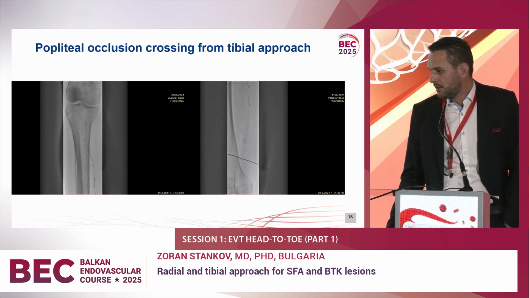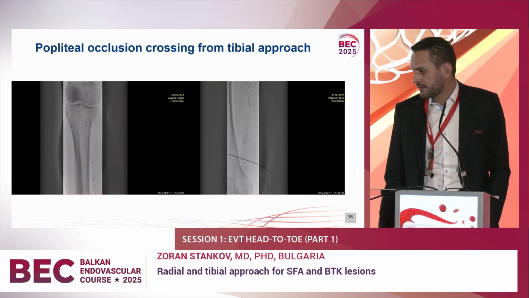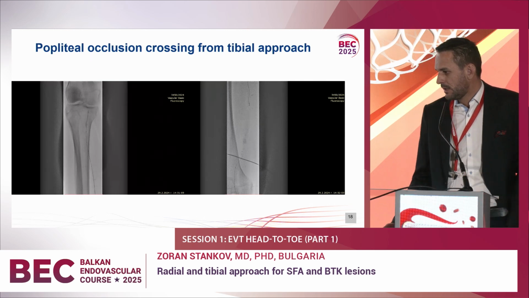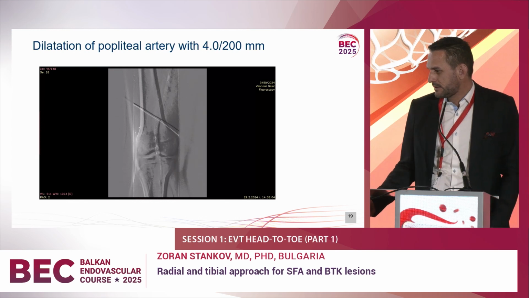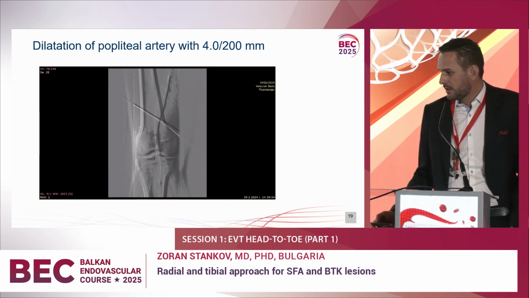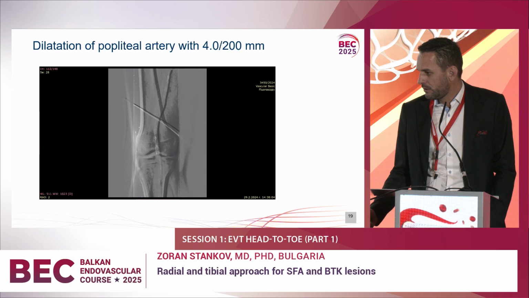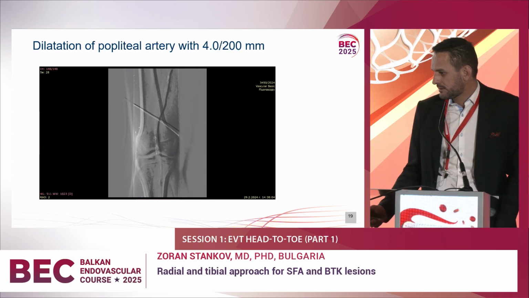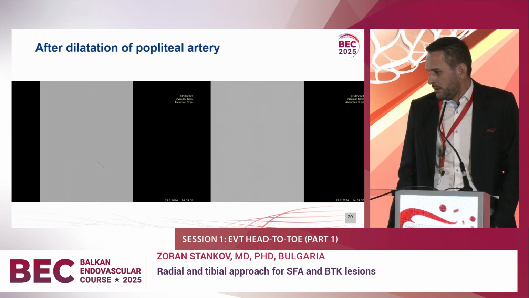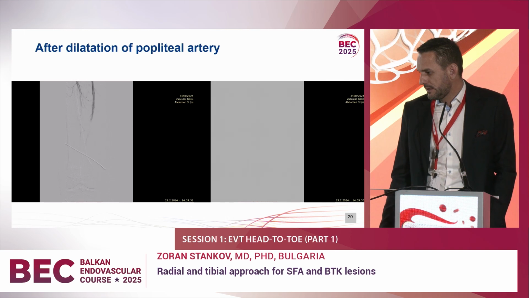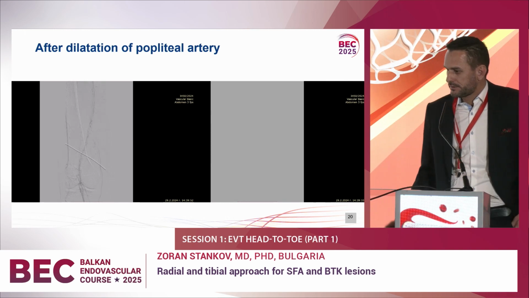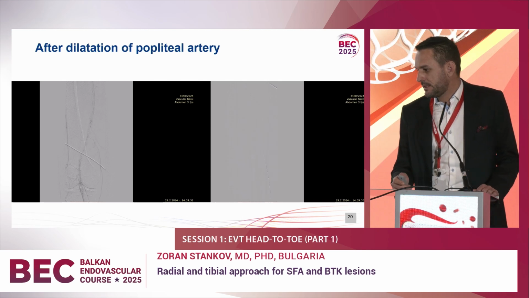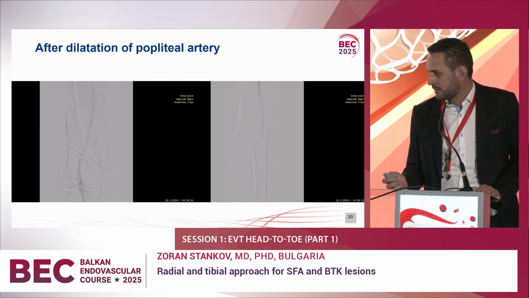This is the crossing with a Super J catheter, 0.35, and supported catheter. Crossing in the lesion, and after that predilatation with a long balloon, 20 millimeters. Sheathless, we see the result after dilatation. We see we still have stenosis and dissection of the popliteal part of the lesion.